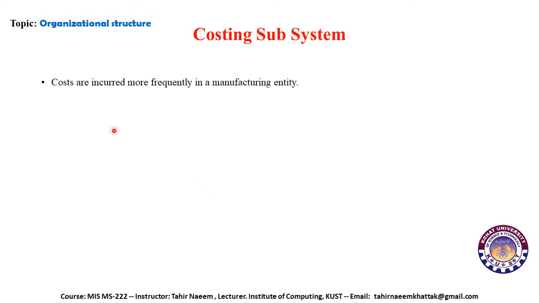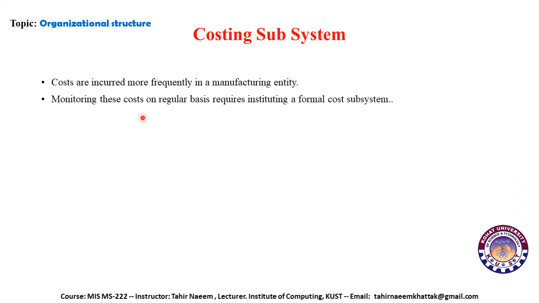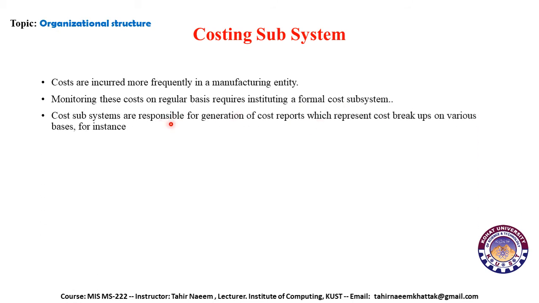Costing subsystem: costs are incurred more frequently in manufacturing activity. Monitoring these costs on a regular basis requires instituting a formal cost subsystem. The cost subsystem is responsible for generation of cost reports which represent cost breakups on various bases. For instance, machine usage basis, that is, how much the machine is used; product basis, that is, how much cost is incurred on a specific product; while department-wise, that is, how much money is spent on each department.